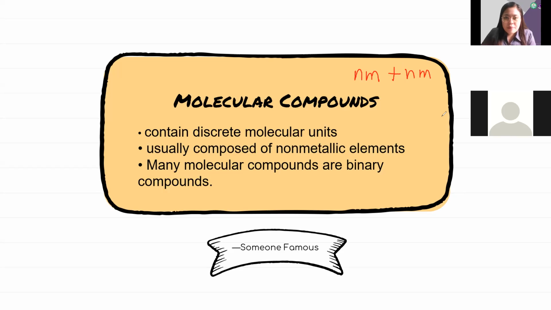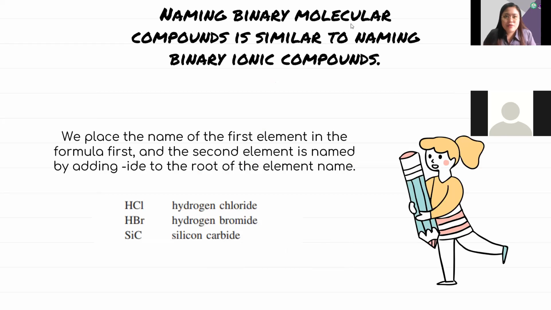And most of our molecular compounds are binary compounds, meaning they only contain two types of elements. So, isa ka non-metal and then another non-metal na naman. Ang tawag nato ha sa compounds na combination of non-metals kay molecular compounds. Pag naay metal, ionic compounds. So how do we name now our binary molecular compounds?